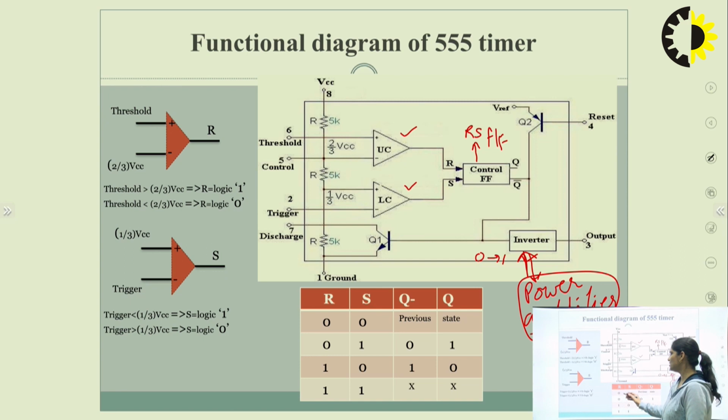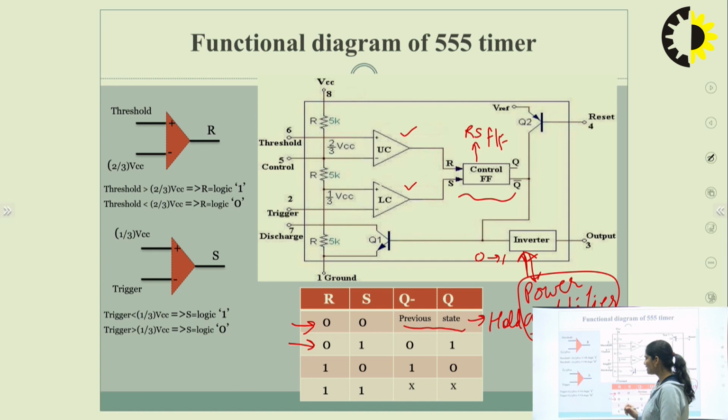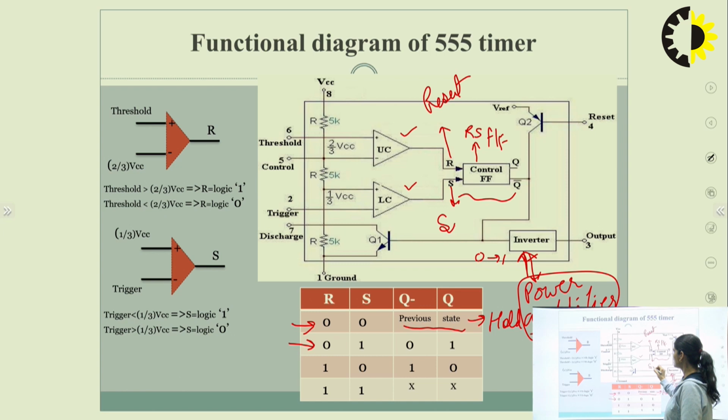If your inputs are 0, 0, your output is the hold state, meaning the output which was previously stored in the RS flip-flop. So we will get that output in the hold state. Now, if your inputs are 0 and 1, it means R is 0 and S is 1. RS flip-flop stands for R, reset, and S, set. So if R is 0 and S is 1, then output is 1. It means if set is high, then output is high. If set is low, output is low.